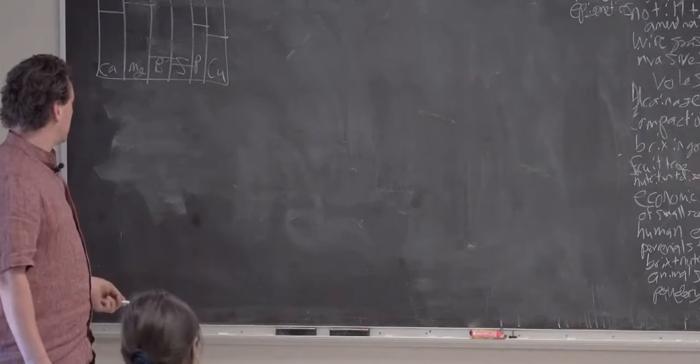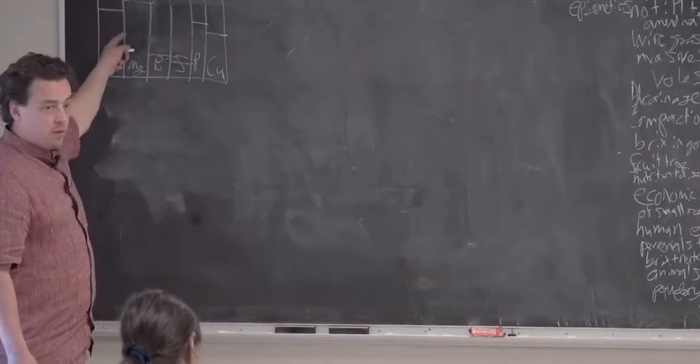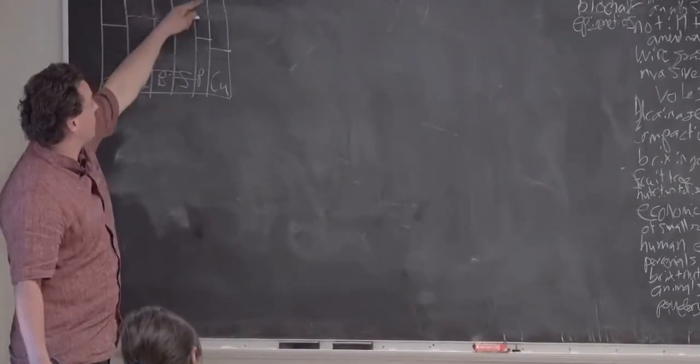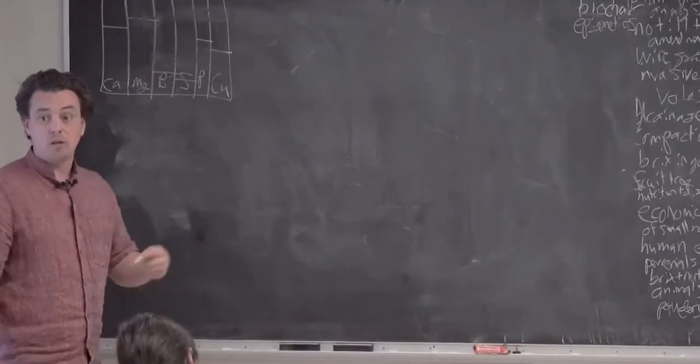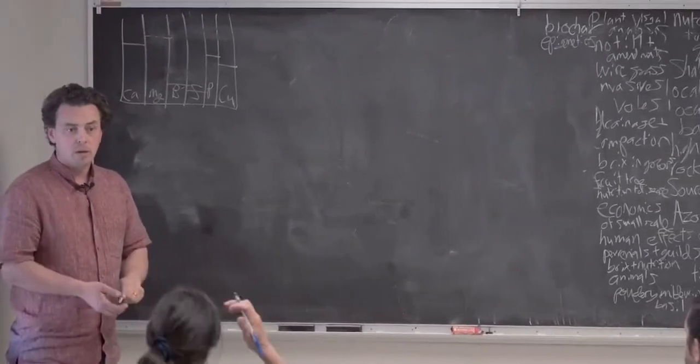Liebig's barrel says this is your yield potential. If everything was up at full, then you could actually realize the full yield potential of your crop.